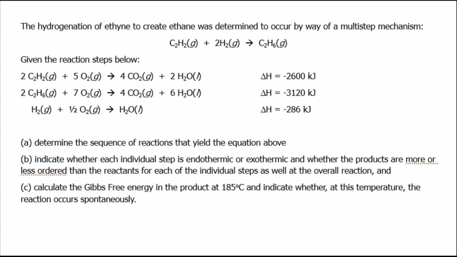And so to go over what we did in this problem, we determined the sequence of reactions that yield the equation above. We determined whether those steps were exothermic or endothermic, and what the sign on entropy was. And then we determined the spontaneity of the reaction and the Gibbs free energy. Thank you.